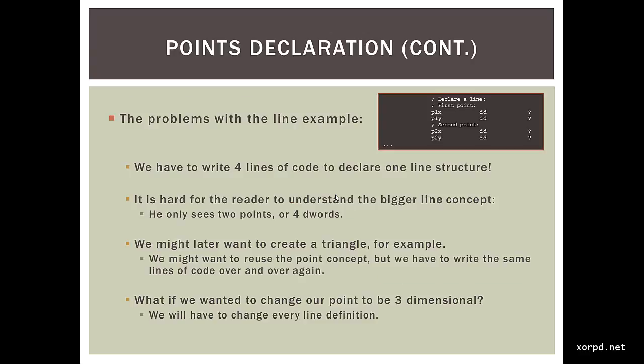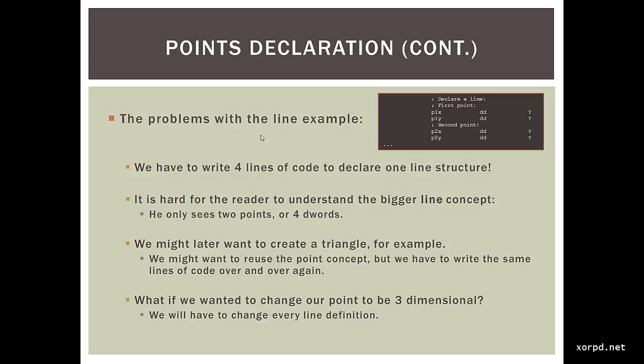What are actually the problems with the line example? We have it here in a very small snippet of code. I only took part of it. First, we have to write 4 lines of code just to declare one line structure. Every line in our program is going to take at least 4 lines of code just to declare it. Another thing, it is hard for the reader to understand the bigger line concept.